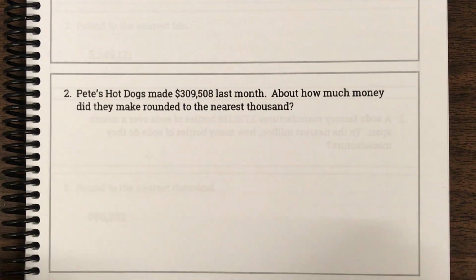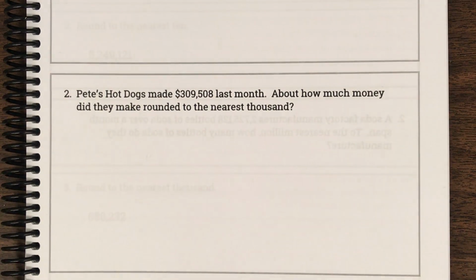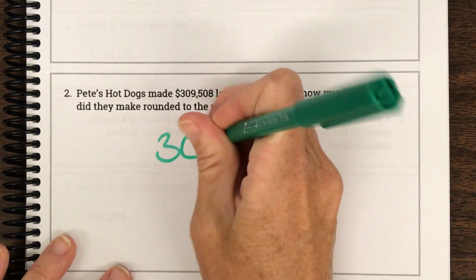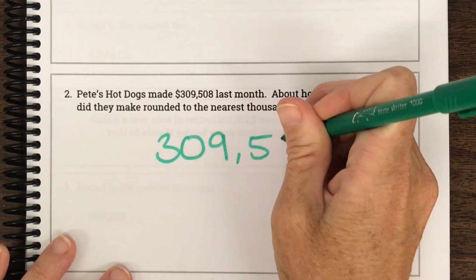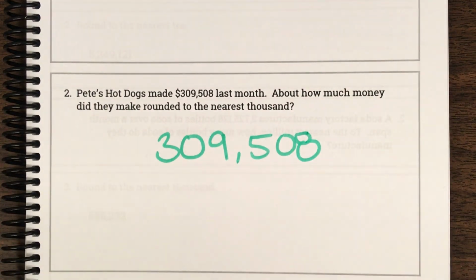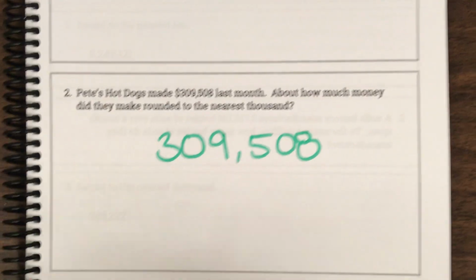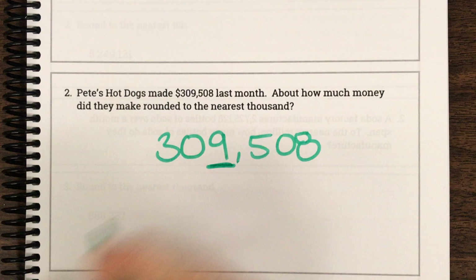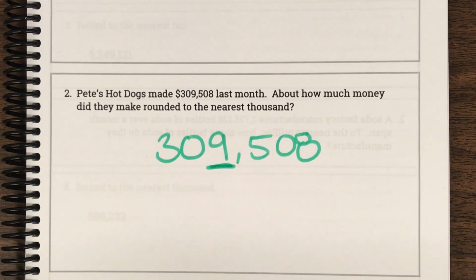Okay, let's try another one. Okay, now we have a word problem. It says, Pete's Hot Dogs made 309,508 last month. About how much money did they make rounded to the nearest 1,000? Okay, so let's first write our number. And then let's underline the place value. So nearest 1,000. This number 9 is in the nearest 1,000.